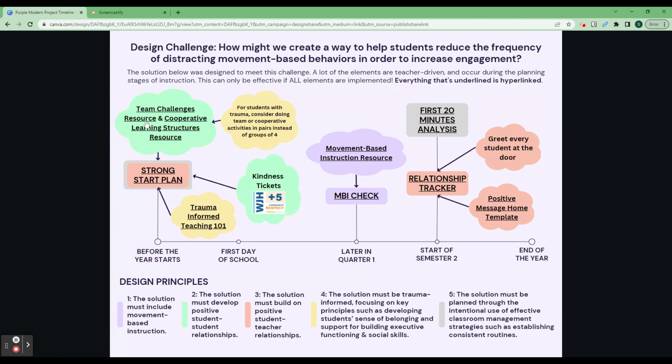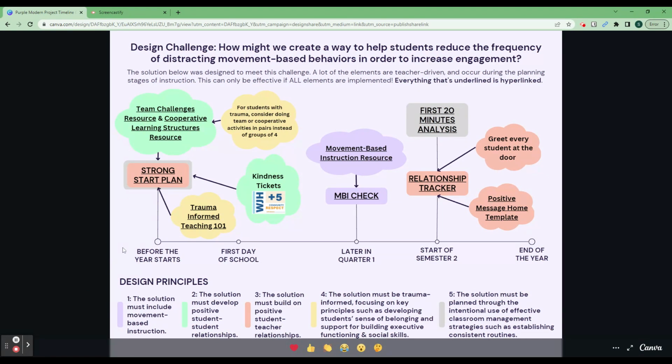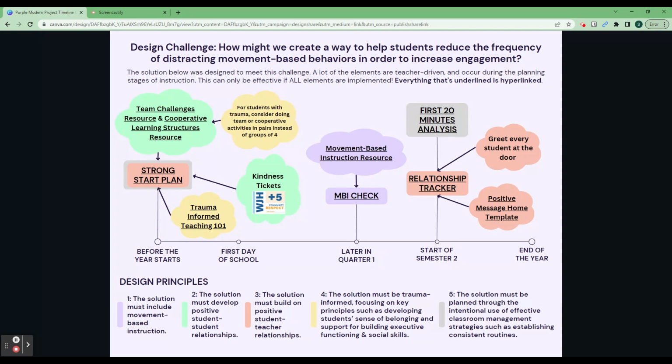In teal or mint green, these are the elements of the solution that address developing positive student student relationships. In coral, we have elements that address building student teacher relationships. So that would be this piece here, and the pieces on the right side.